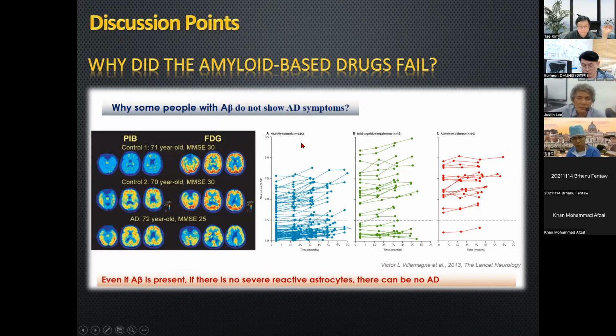The second question is why some people with A beta do not show AD symptoms. It's been reported that some of the normal population has a high level of A beta by PET imaging probes called PIB. Various normal healthy controls also show high levels, but they don't show cognitive impairment. So people have wondered why the A beta is there but the symptoms don't exist. We answer this by saying that even if A beta is present, if there's no severe reactive astrocyte or severe neuroinflammation, there can be no AD symptoms.